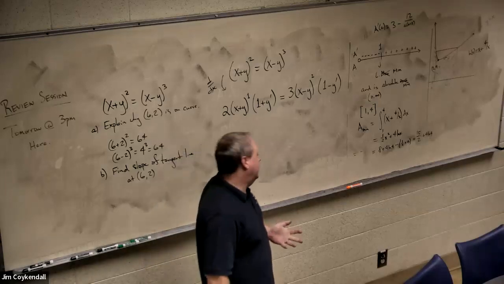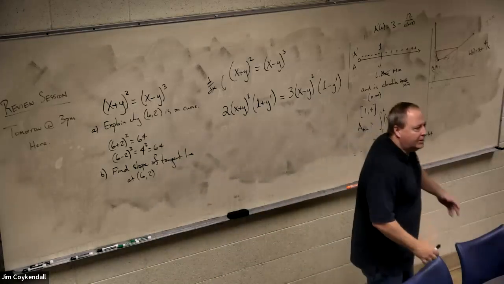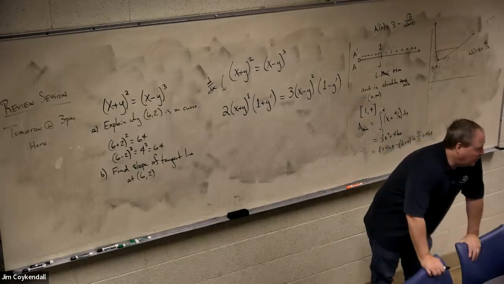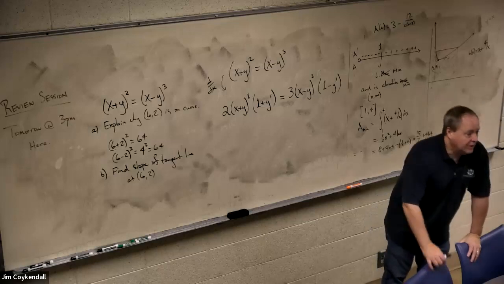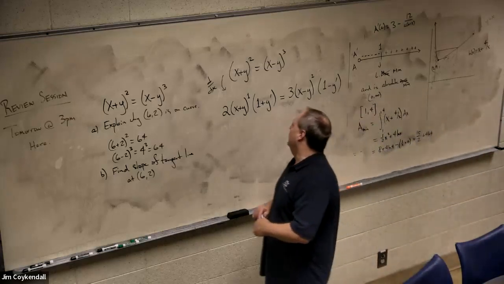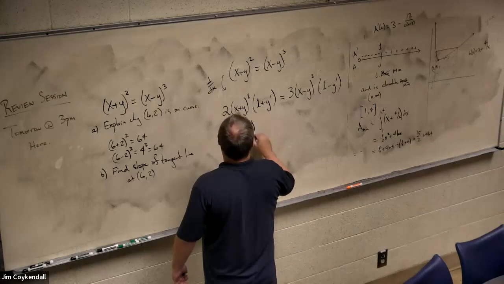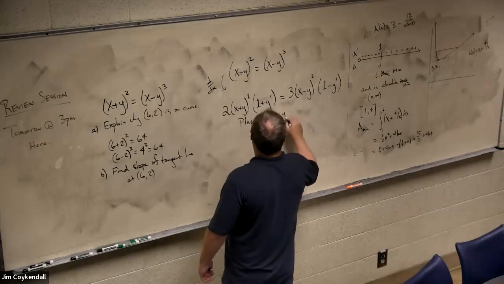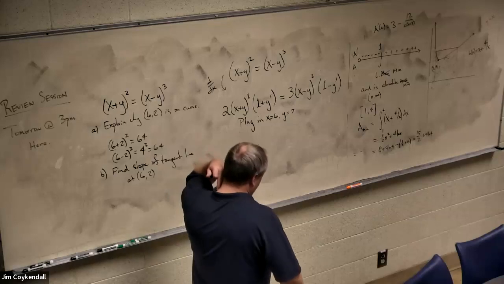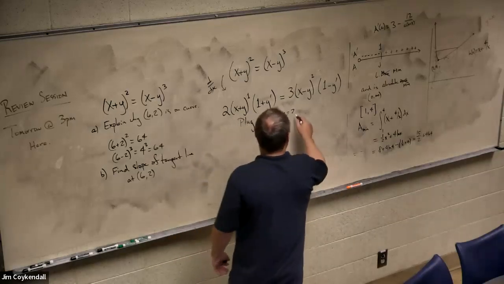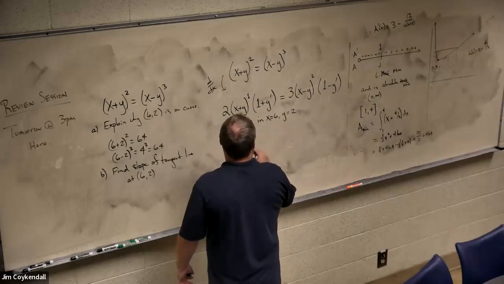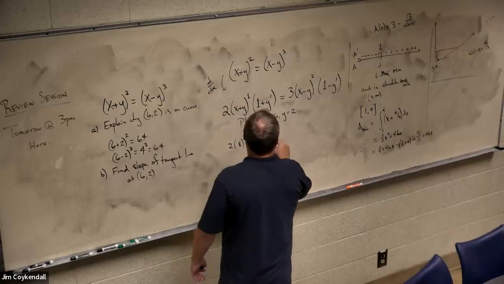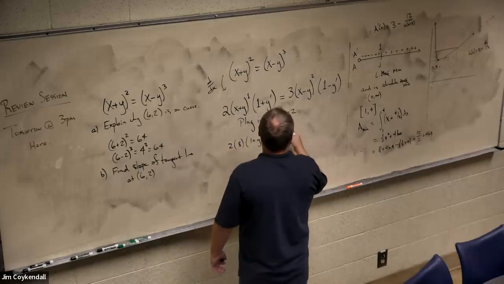Now, here's the thing. You could go through and do all this machination and solve for y prime. But I didn't ask you for what y prime is. I only care for what it is at (6, 2). Right. So let's plug (6, 2) in. See what we get. Plug in 6 for x, 2 for y. This is 2 times 8 times (1 plus y prime) equals 3.